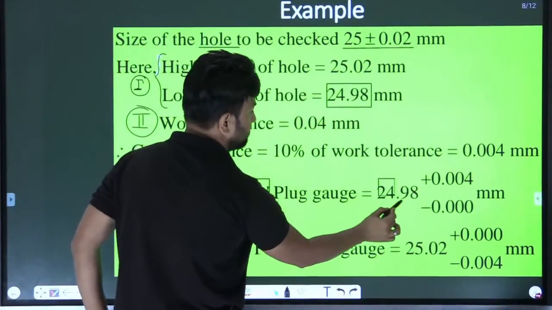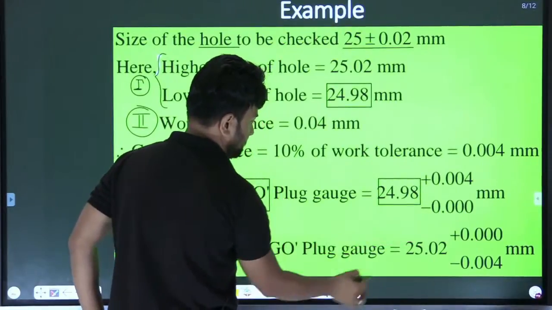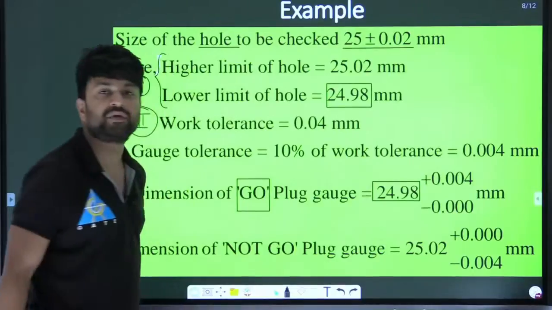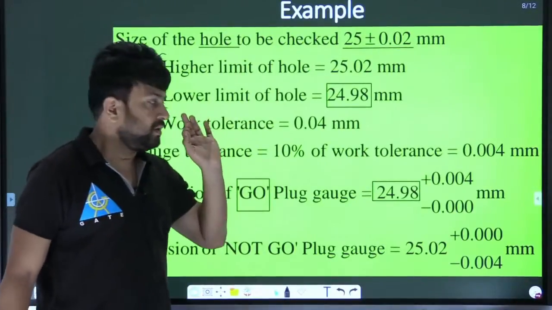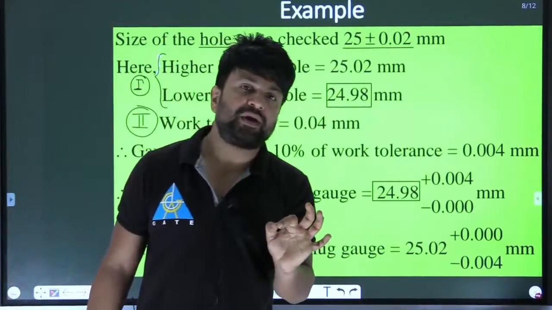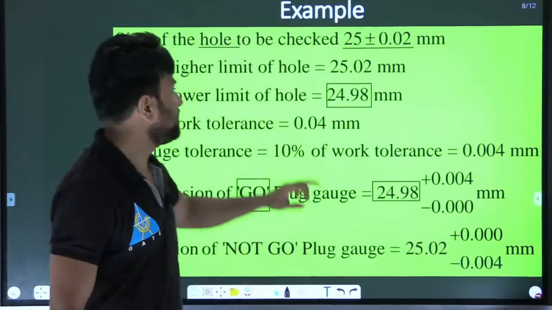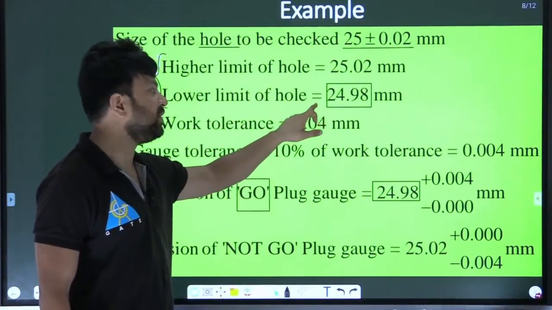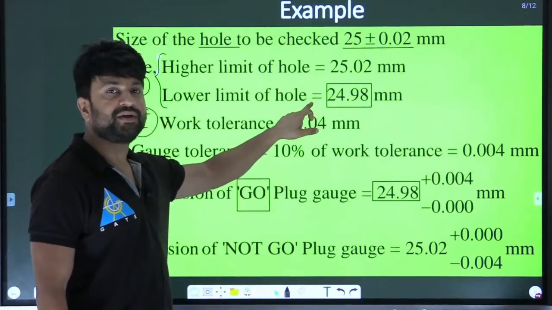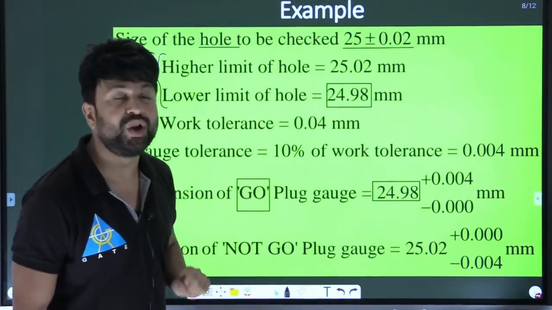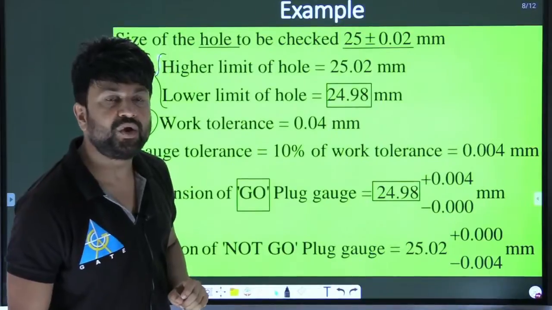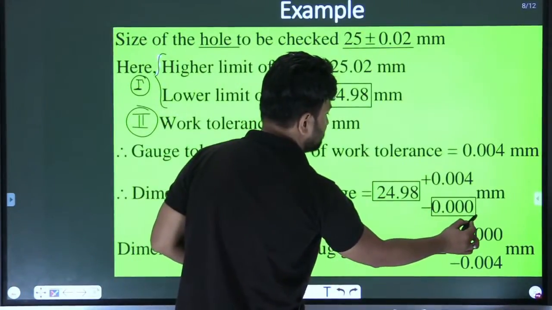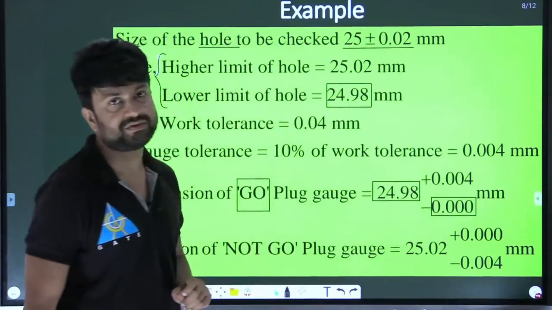24.98. So you have to simply write here 24.98. Below 24.98 the size is not possible, because this is the minimum size of the product. So below that the size of the go will not be possible. So, my dear, the lower deviation on the go end is 0.0.